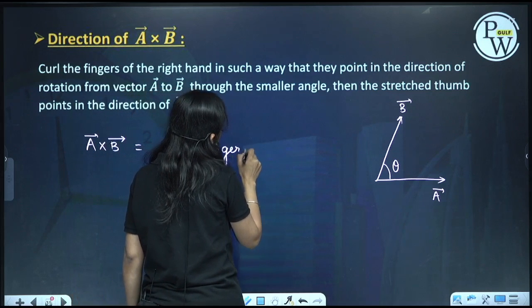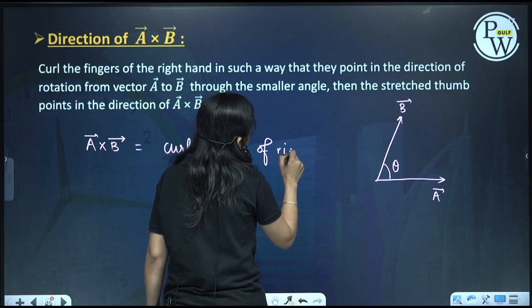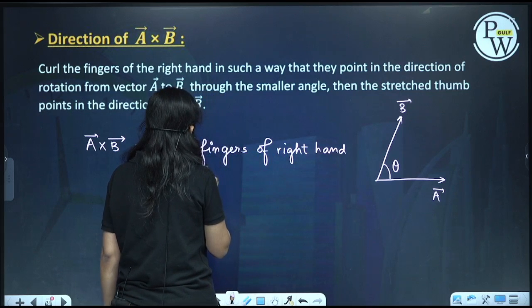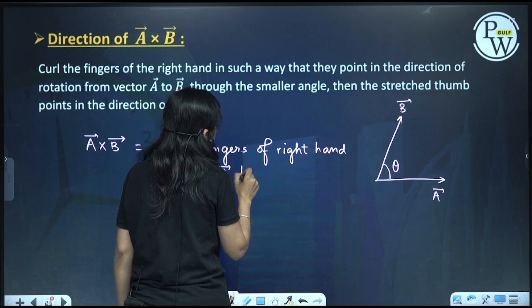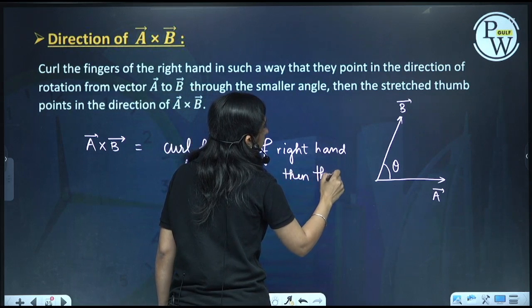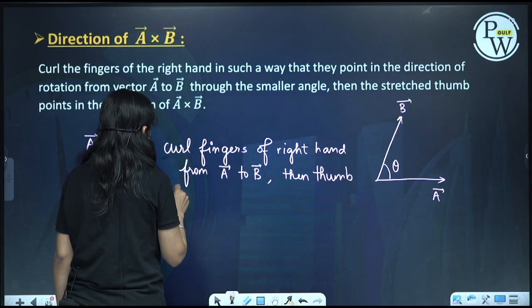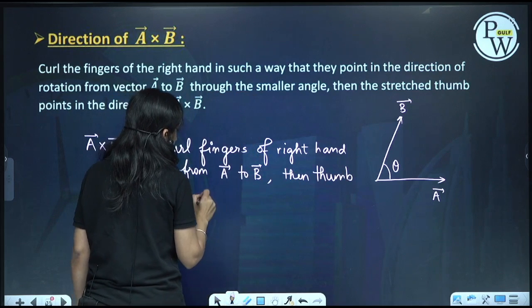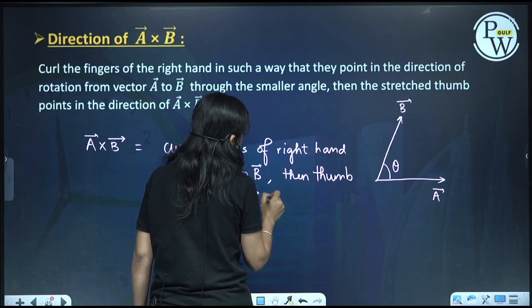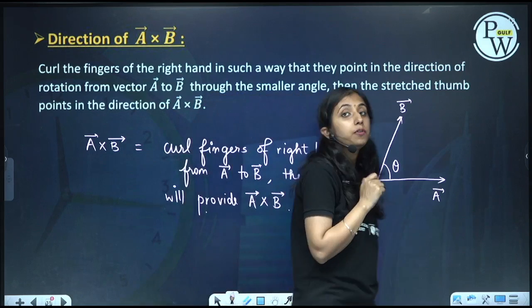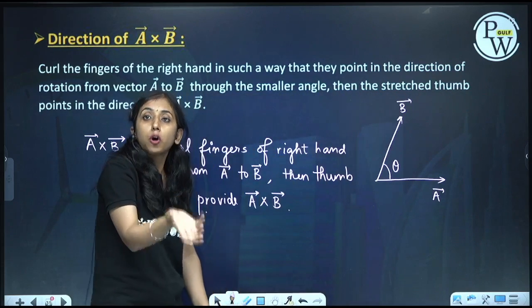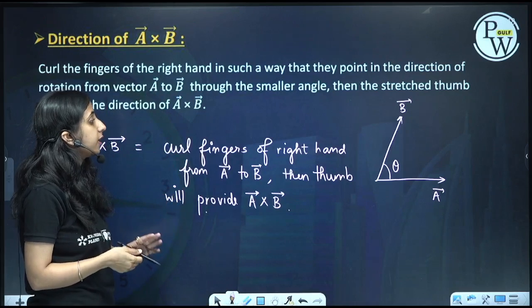Curl fingers of right hand from A vector to B vector. Then thumb will provide A cross B. Okay, thumb will give us the direction of A cross B. Curl the fingers of your right hand in the sense of rotation from A to B, then thumb will give us the direction of A cross B.